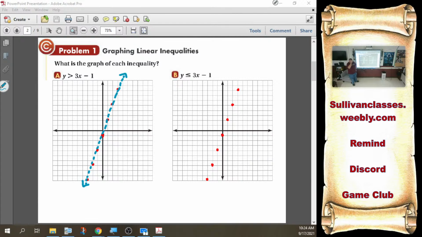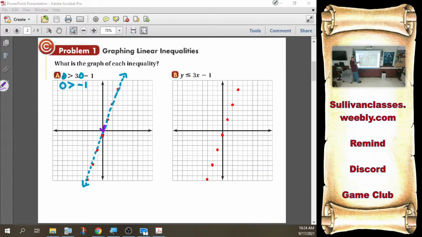Make sure you run it all the way off the edge of the graph. We're doing an entire plane here. And then I have a choice. I can either plug 0, 0 in there. 0 is greater than -1. Is that true? Yes. Is being flat broke better than owing someone $1? Yes. So if 0 is a solution, it's on this side of the line.